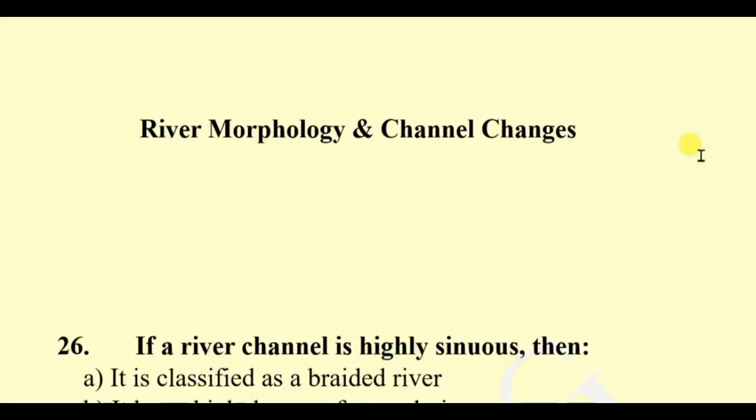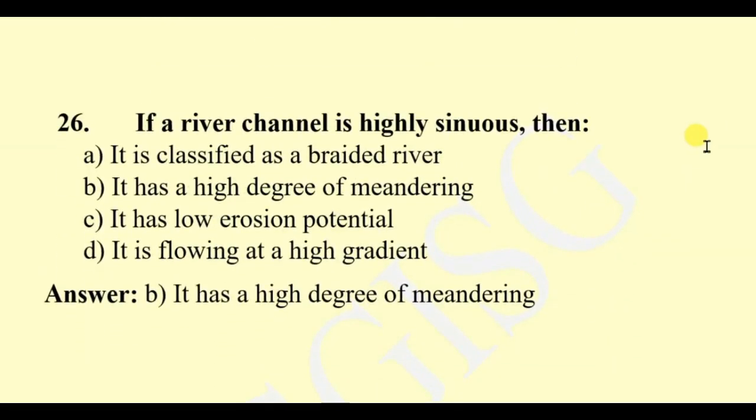River morphology and channel changes. Question 26. If a river channel is highly sinuous, then it is classified as a braided river. It has a high degree of meandering. It has low erosion potential. It is flowing at a high gradient. Here the right answer will be it has a high degree of meandering.